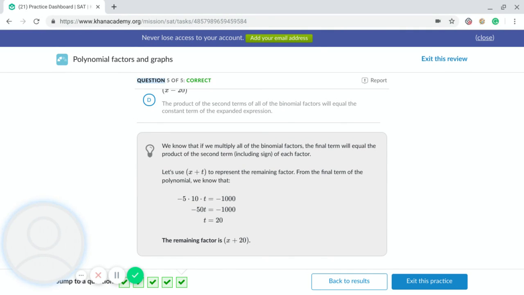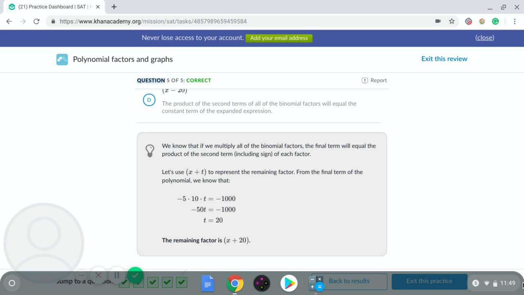Here's a more detailed solution. We know that if we multiply all binomial factors, the final term will equal the product of the second term, including sign of each factor. Let's use x plus t to represent the remaining factor. The final term of the polynomial, we know that 5 times 10 times t equals negative 1,000. Negative 50 times t is negative 1,000, and then I'm assuming they divided by 50 and found that 20 was their answer. Easy.